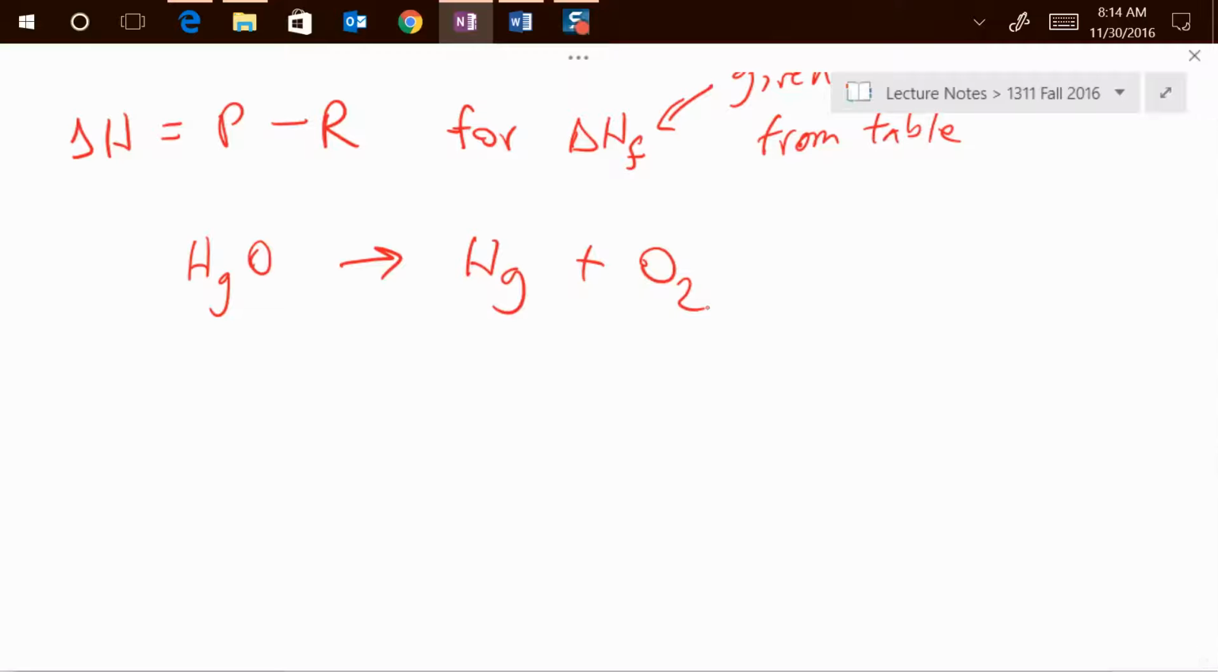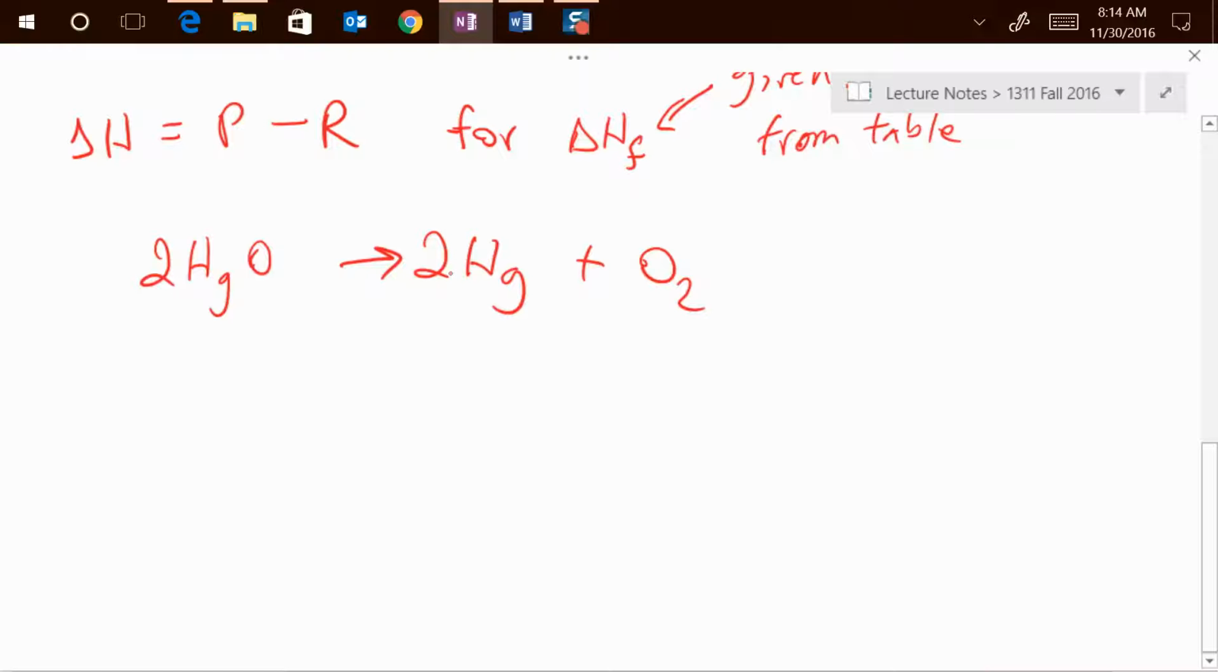First thing I have to do here is balance this, okay? They didn't give me this reaction. I came up with it because they said mercury oxide is decomposed into mercury and oxygen. So that's how I know what the products are. Now I have to balance this chemical equation, okay?